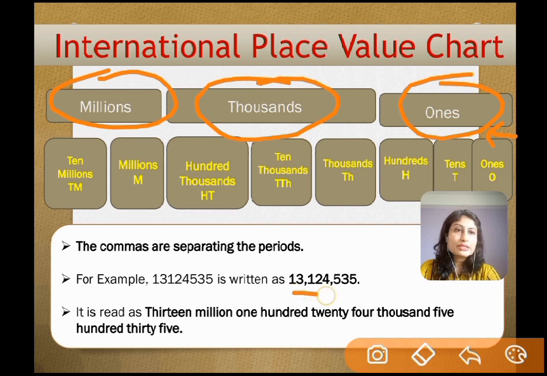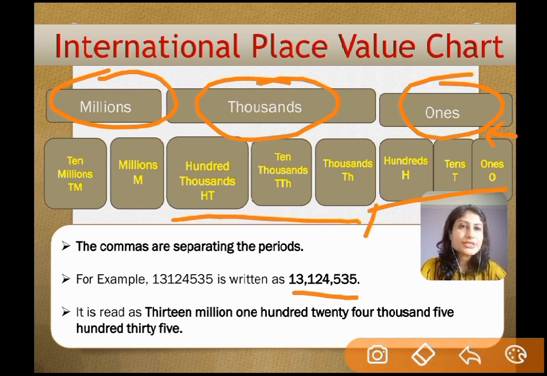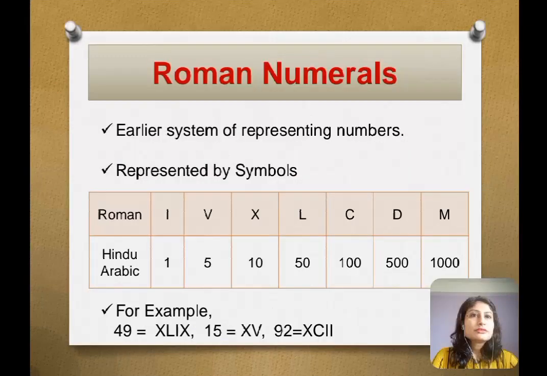Again one example is given. How to separate these digits using comma? For that, again you have to remember, after these 3 digits you have to insert comma. Again after these 3 digits you have to insert comma. So how to read this number? It is 13,124,535.